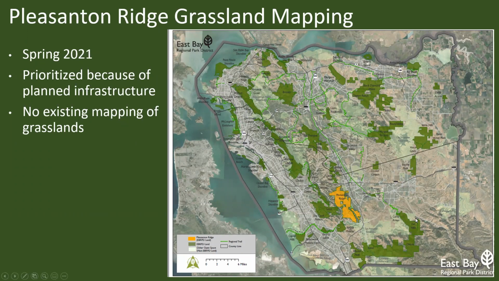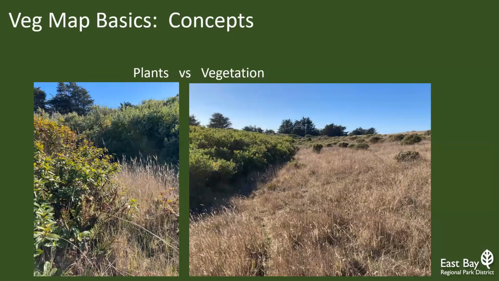All right, thanks, Dina, and hello, everyone. Let me just get going here. All right, so I'm going to start off by giving you some basic information about vegetation maps so that you have some context for when I talk about the Pleasanton Ridge grassland map.